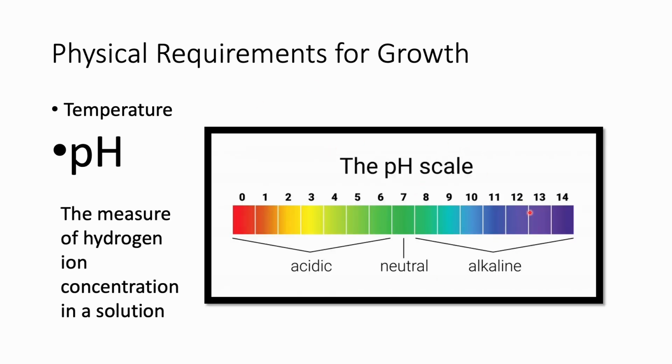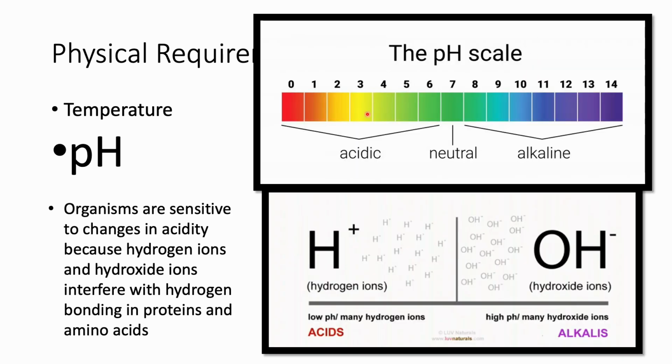And you've probably seen this scale before. pH is really measuring how acidic or basic a substance is. So lower numbers on the pH scale are more acidic, and higher numbers on the pH scale are more basic or alkaline. And like I said before, this really has to do with hydrogen, so the concentration of hydrogen ions, a positive charge, or hydroxide ions, a negative charge.